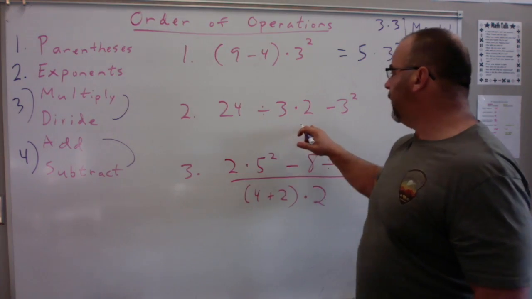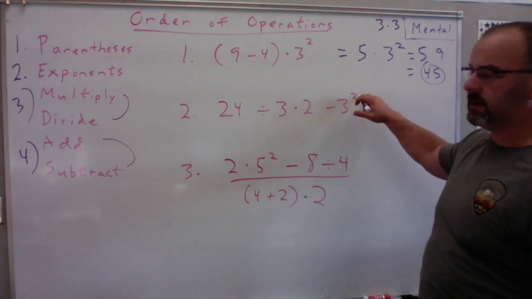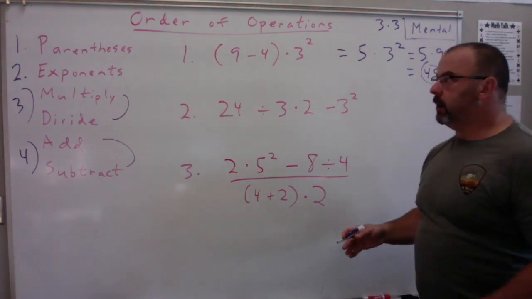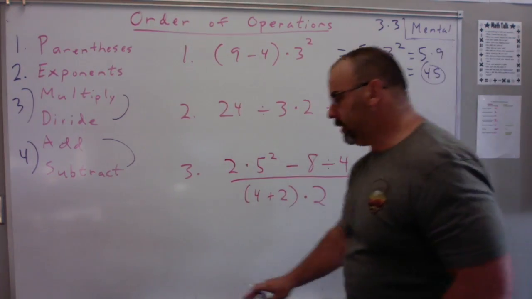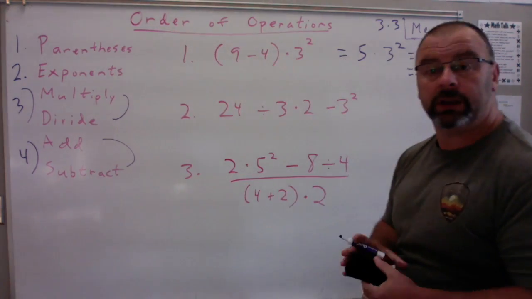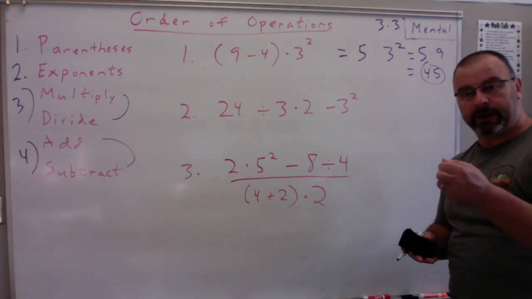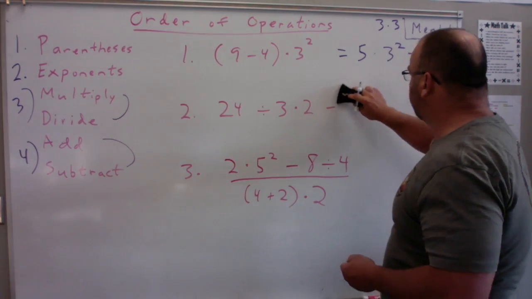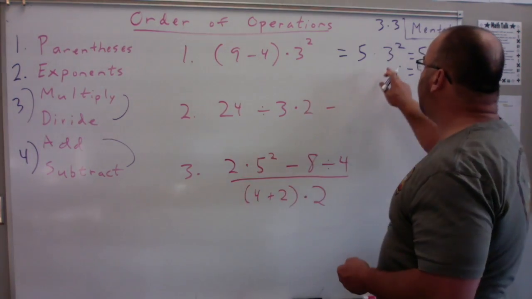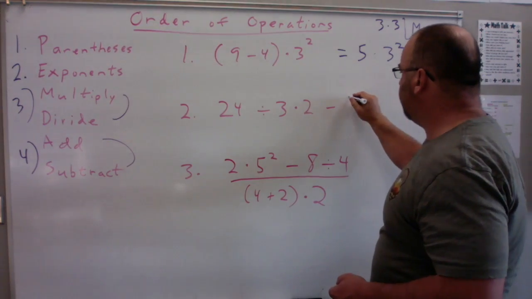24 divided by 3 times 2, minus 3 to the second power. Again, no parentheses, so I'm going to go with the exponents. I'm going to use a method that I call erasing. That's why using a pencil and eraser is really important. I'm going to go like this, 3 squared. Do we know what 3 squared is? Aha, we do. That's 9, okay?